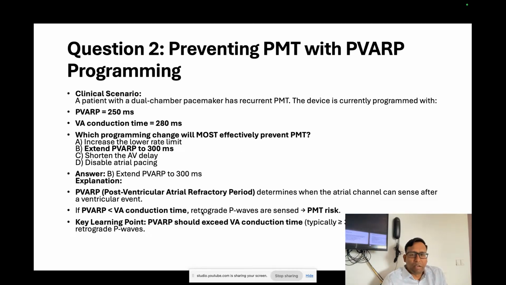So PVARP determines when the atrial channel can sense after a ventricular event. So what is the difference between the blanking period and the refractory period? You are having two periods. One is blanked and one is refractory. What is the difference? In blanking, it does not respond to any signal. In refractory, it will sense, but it will not respond. Refractory will see it, but it will not respond. Blanking, it will not sense or see anything.